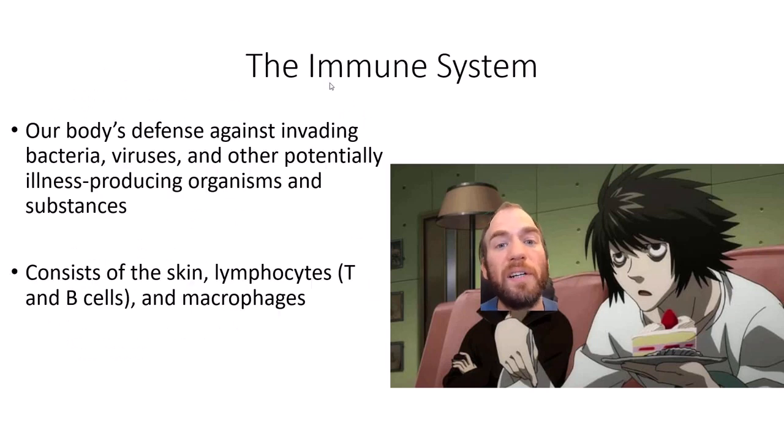Another mechanism by which physical illness and diseases can occur from stress is the immune system. The immune system can be defined as our body's defense against invading bacteria, viruses, and other potentially illness-producing organisms and substances. It consists of the skin, lymphocytes such as T and B cells, and the macrophages, which are a type of white blood cell that targets invasive disease-causing cells.